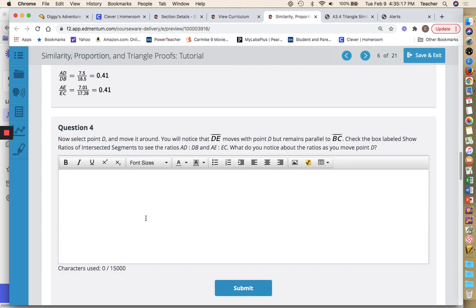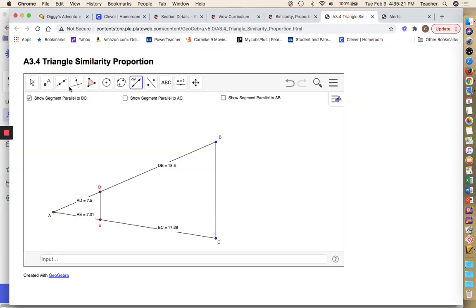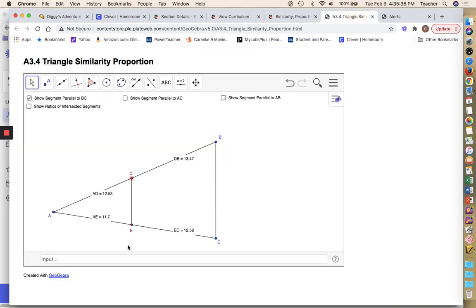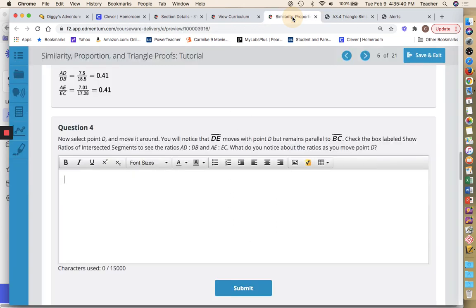Question 4. Now select point D and move it around. All right, let's do it. So I'm going to come over here to move D. I'm going to move it around. I'll put it right there. All right, you'll notice that DE moves with point D, but remains parallel to BC. So yeah, these definitely did remain parallel.